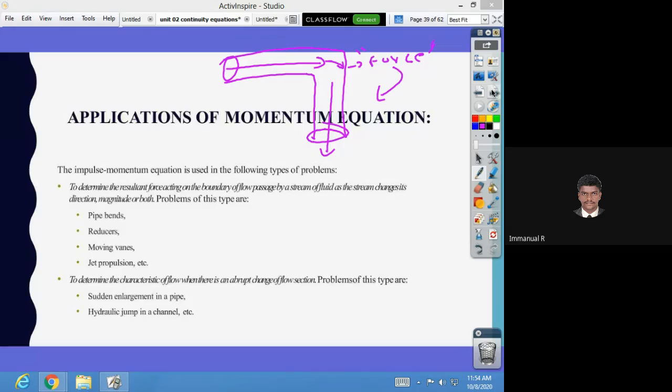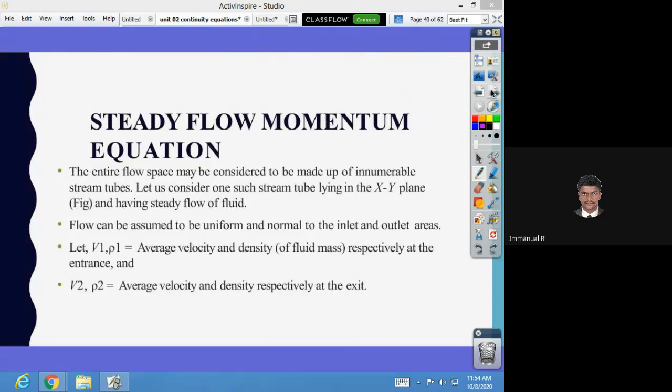Next, to determine the characteristics of flow when there is an abrupt change of flow section, such as a sudden enlargement in a pipe or a hydraulic jump in a channel, a force will be exerted on the pipe walls. If you want to find out how much force will be exerted, we will go for the momentum equation. This is the application of the momentum equation.